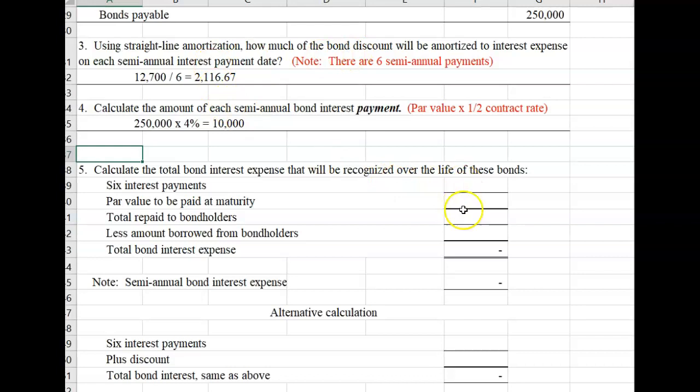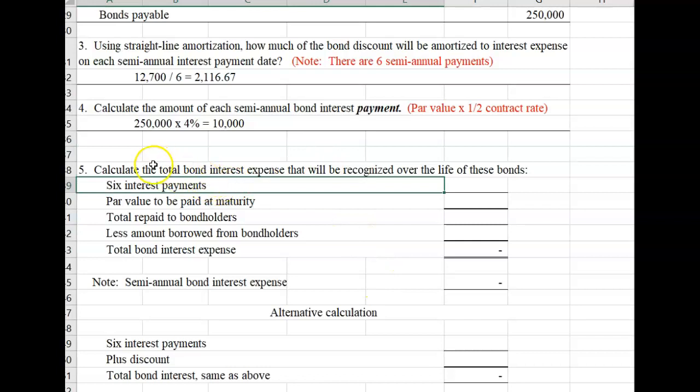So let's work through that. I know that can sound a little confusing right now, but let's work through how to calculate the semi-annual bond interest expense. I have 3 different methods to calculate the same number. And let's see if it makes more sense when we finish these calculations.